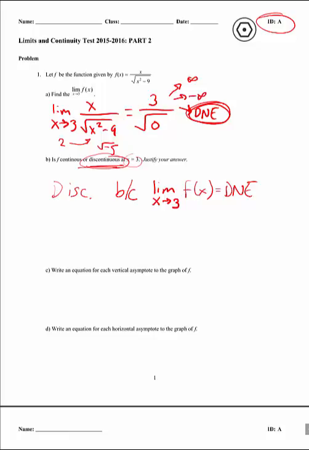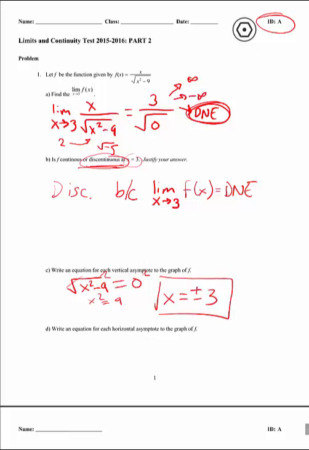Alright, vertical asymptotes, that's when we set the denominator equal to 0. So we're going to set the radical of x squared minus 9 equal to 0. Square both sides. We'll add over 9. We get x squared equals 9. Take the square root. We get x equals plus or minus 3.